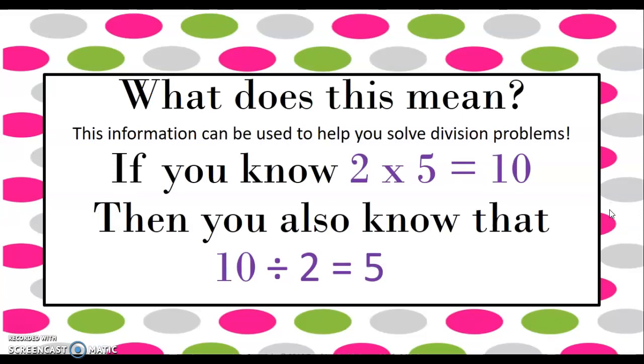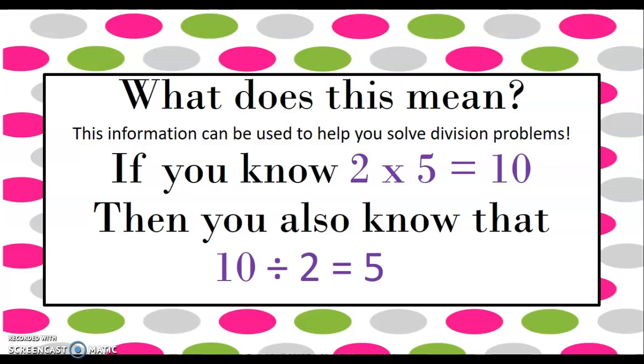So what does this mean? Like, why do you need to know that? Because I cannot tell you how valuable this information can be, okay? Because this information can be used to help you solve division problems. You're already working on your multiplication facts. Probably everybody already knows that 2 times 5 equals 10. Well, if 2 times 5 is 10, then 10 divided by 2 equals 5.